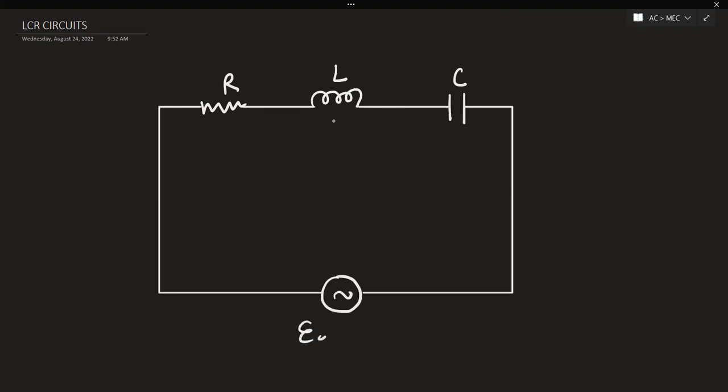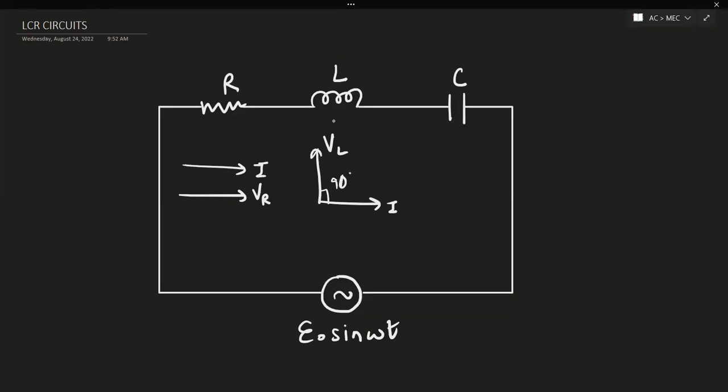So this is equal to E naught sine omega t. This is R, this is L, this is C. So again, repeating the same thing. Voltage of the resistance and current are both in the same phase. For a resistor, if this is the current, voltage of the inductor will lead the current by 90 degrees. For capacitance, if this is the current, then voltage will lag behind by 90 degrees or pi by 2. This is the summary of what we have studied.